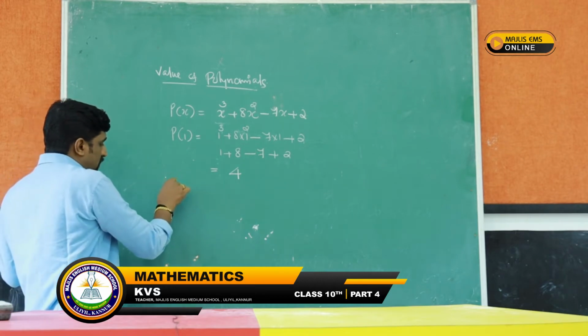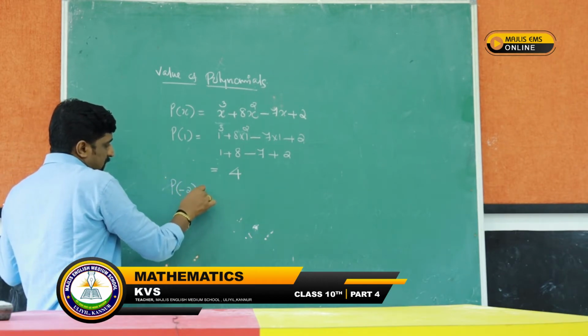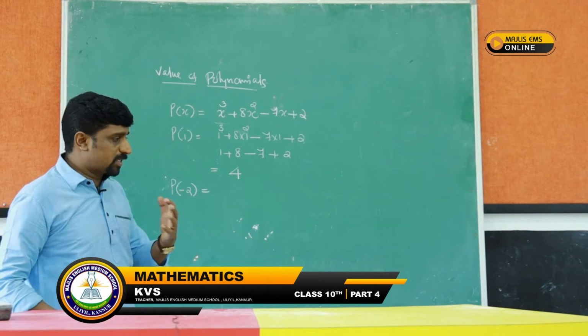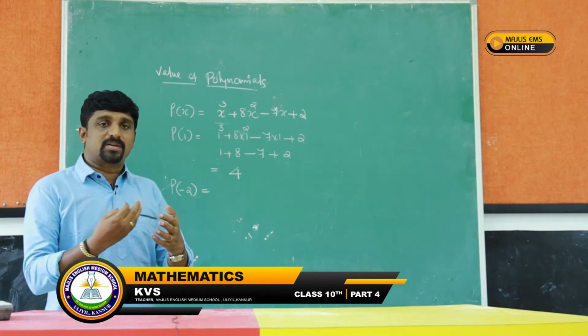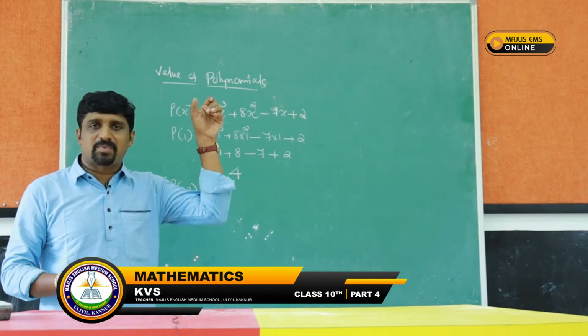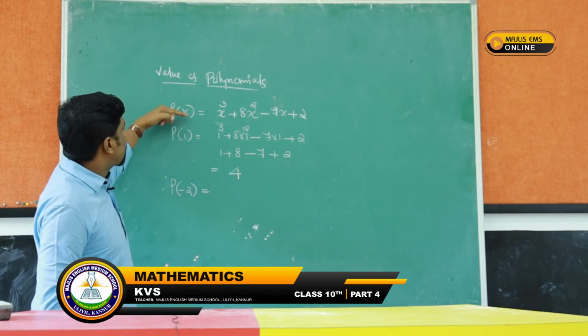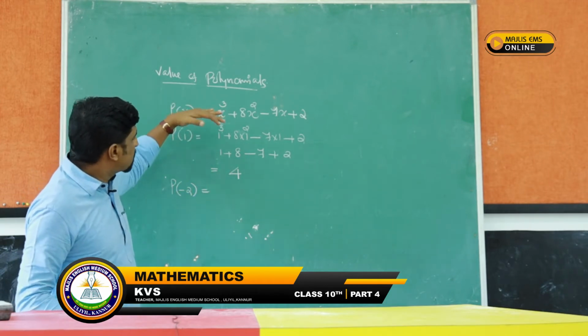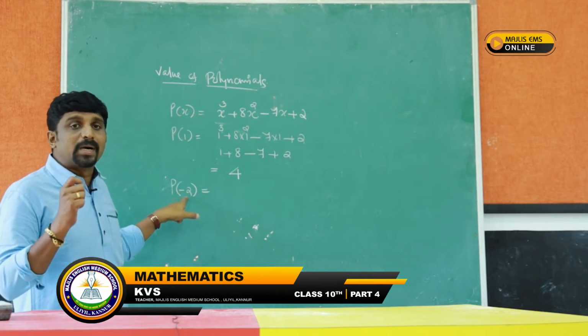In the same way, we can find the value of this polynomial when x is equal to minus 2. Similarly, we can find it for x equal to 1, x equal to minus 1, x equal to 2, and so on. Here p of x is equal to this one, and we can find the value of this polynomial when x is equal to minus 2.